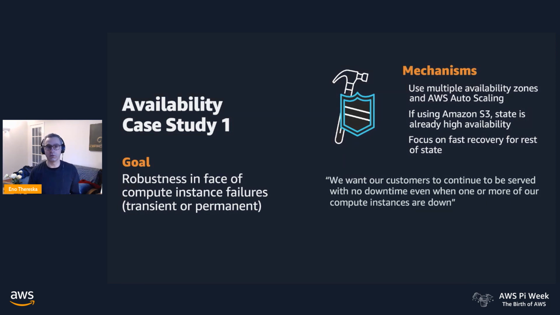You do that to then get high availability. You can also use AWS autoscaling, which helps you define the number of instances you wish to have, and also performs basic health checks. If an instance is down, it will bring it up automatically for you again, and that will ensure that you maintain high availability for your compute instances. As I said, if you're already using Amazon S3, the state will already be highly available. You don't need to worry about that. Now, if you happen to have state elsewhere, one important thing to do is to focus on fast recovery for that state and do the best you can so that the system comes back up in the state that you want it to, with the full redundancy.